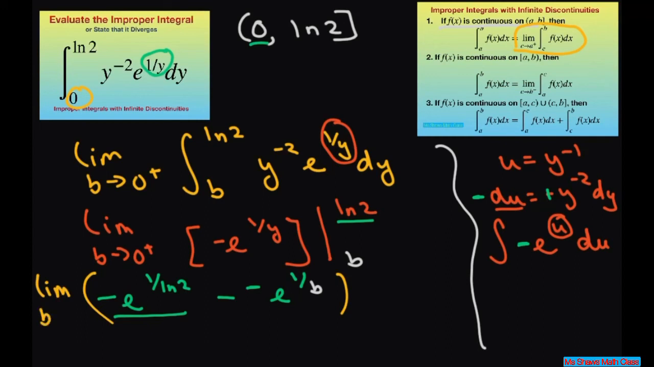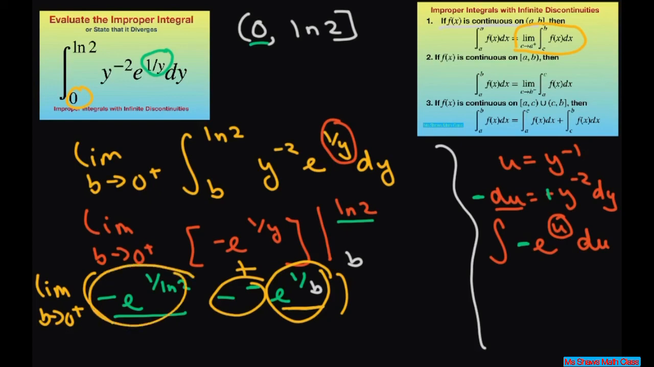Now when you evaluate this limit as b approaches 0 from the right, this changes to a positive. This is going to go off to infinity. Because this is infinity, it doesn't matter what this one is, since that's a constant. So since it goes to infinity, this integral diverges.